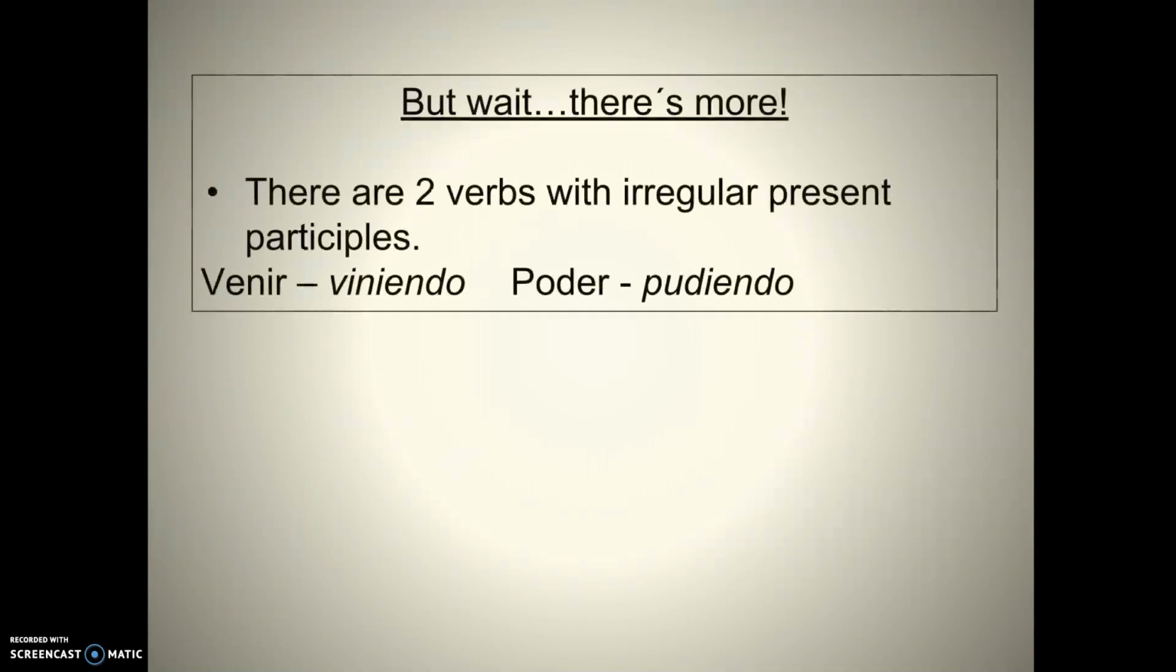Couple more bits of information before we are all set here. The first thing you need to know is that there are 2 verbs with present participles that are considered to be more irregular than others. Venir is viniendo. Poder is pudiendo. These are both stem changers in the present. The beginnings of these forms, viniendo and pudiendo, are actually much more similar to the irregular conjugations of these verbs in el pretérito than the conjugations in el presente.